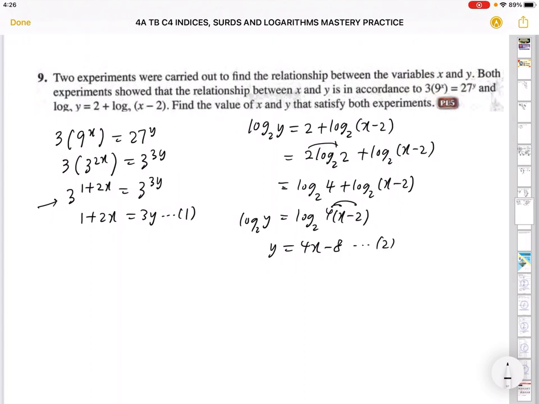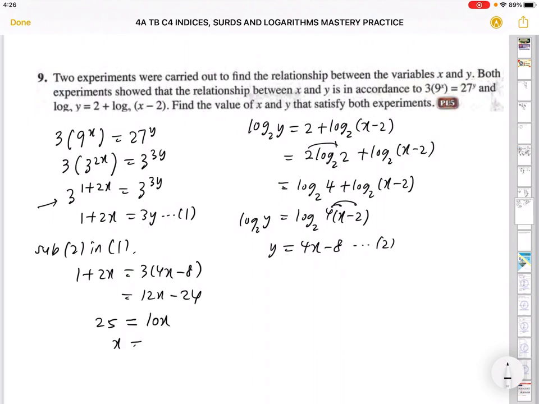So now we have a pair of linear equations. We just substitute equation 2 inside equation 1 and solve them simultaneously. 1 plus 2x is now 3 times (4x minus 8). So when you expand, this is 24. Bring the 24 over, you get 25, right? 24 plus 1 is 25. 12x minus 2x is 10x. 25 divided by 10 is 5 over 2.